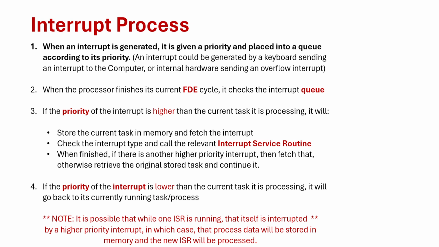When it has finished that interrupt service routine or that program, then assuming there is no higher interrupt, it's going to go back and retrieve that data it's stored and continue. Otherwise, it's going to repeat this process. Now, of course, when it checked the interrupt queue, if the interrupt was lower than the current task it was processing, it will just simply go back and keep running until there is a task in the interrupt queue with a higher priority.